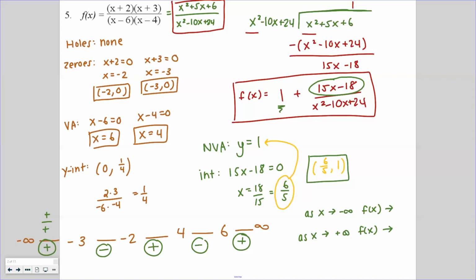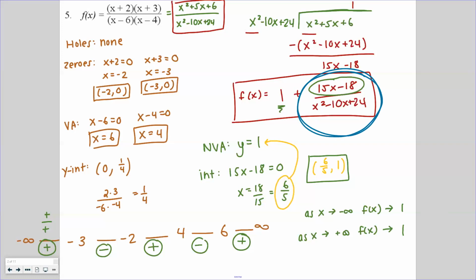All right, we always approach the non-vertical asymptote though. So as x goes to positive and negative infinity, in this case, our function is going to approach 1. We just need to figure out lastly from above or below. So that comes from that whole remainder after long division here.